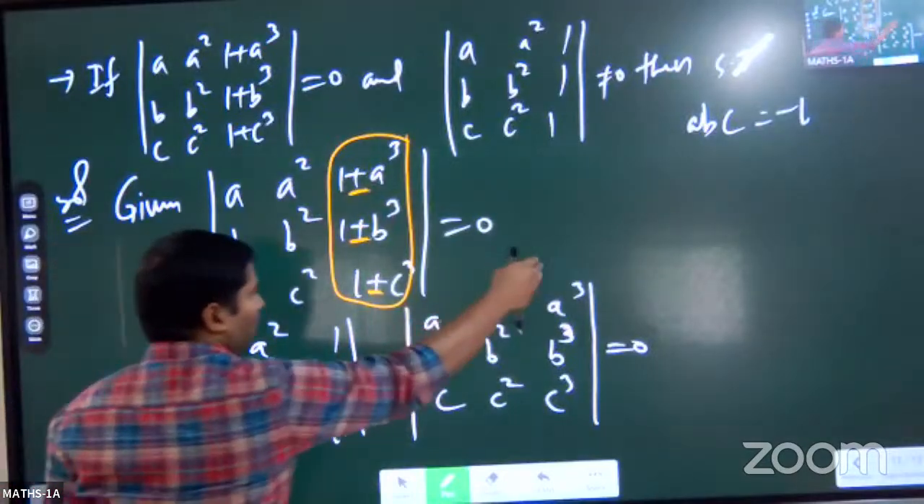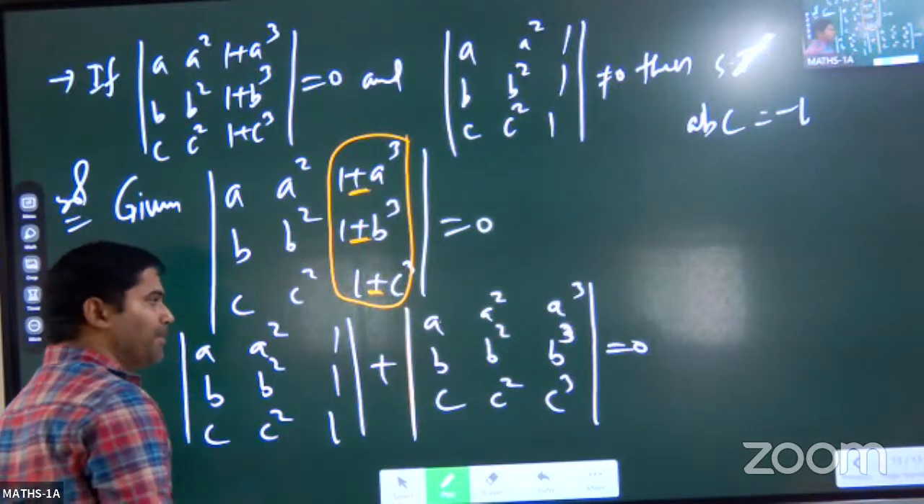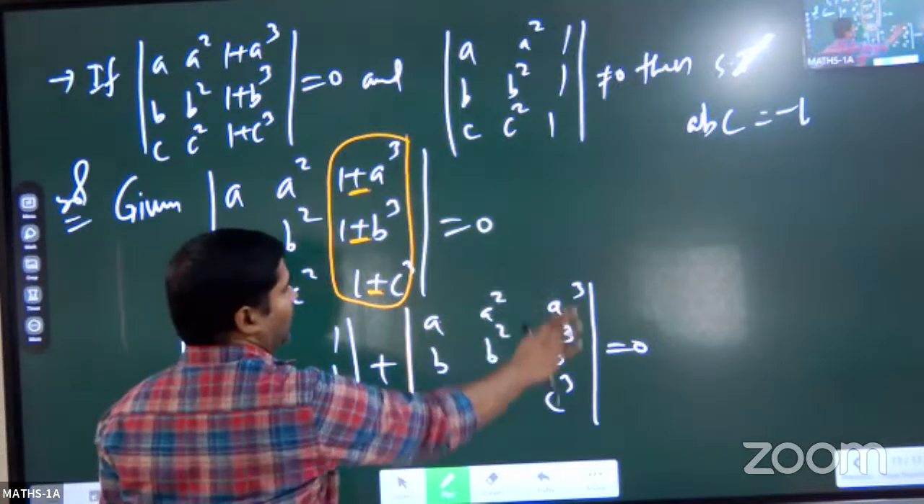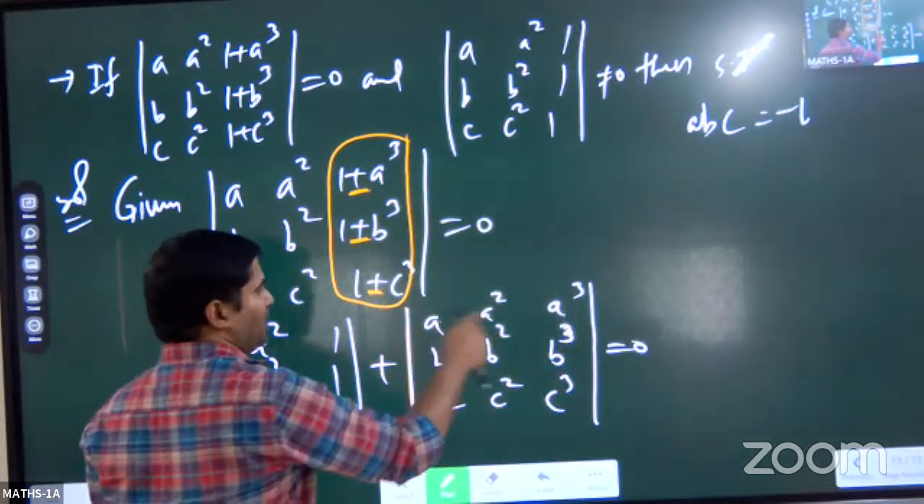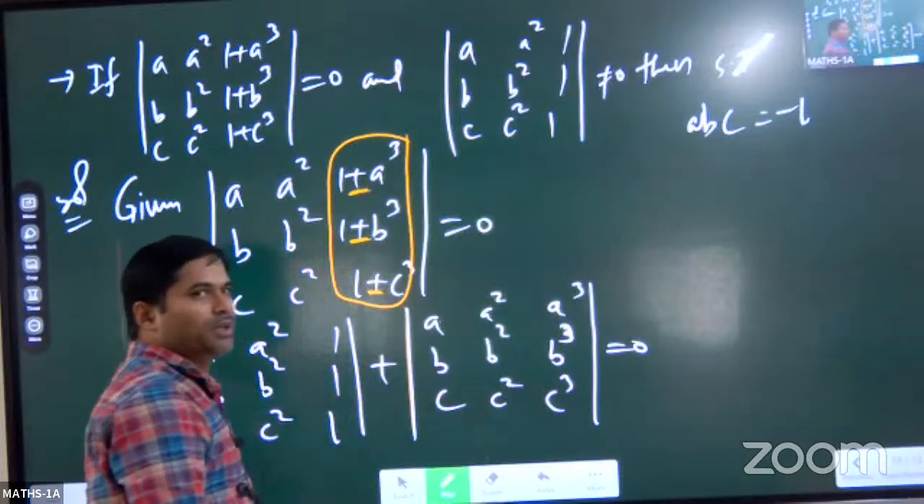Like 1, 1, 1 and a cube, b cube, c cube. C1 and C2 as it is I wrote. Okay. Now, here nothing is there to do. But here I can take A common from first row, B common from second row, C common from third row.